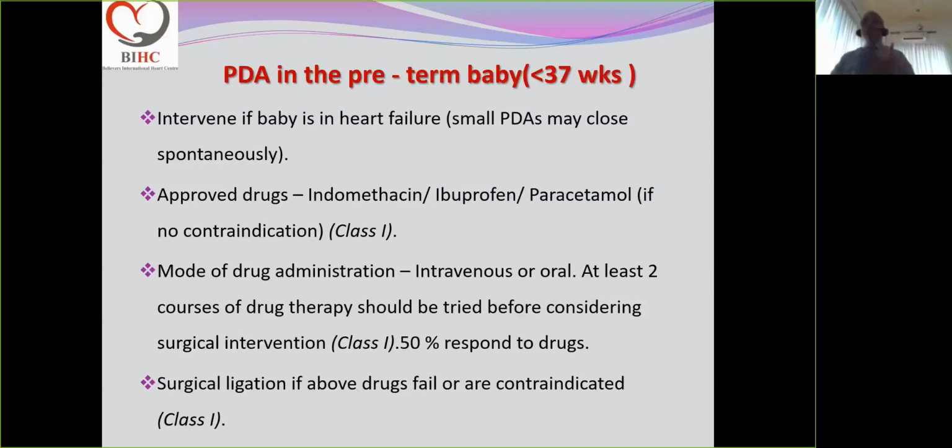The approved drugs are indomethacin, ibuprofen, and paracetamol. And the mode of drug administration is intravenous or oral. At least 2 courses of drug therapy should be tried before considering surgical intervention. 50% would respond to drugs. And surgical ligation is indicated if you can't use the drugs and the baby is in trouble.